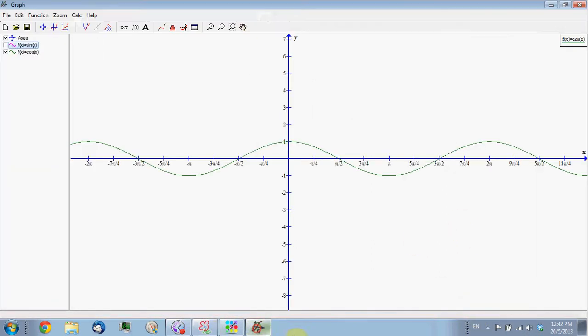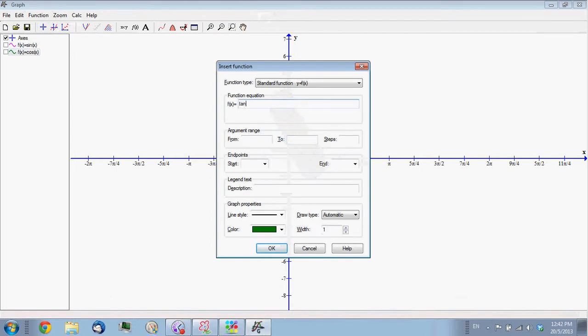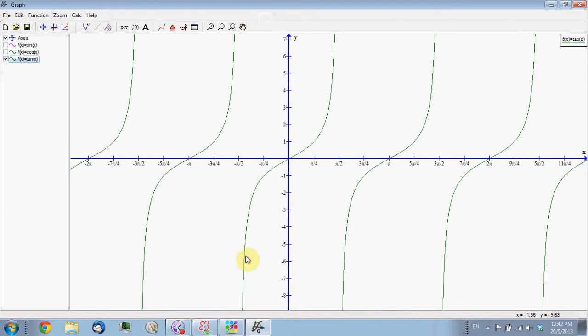So back to the graph. Next, we're going to take a look at the tangent graph. The tangent graph is actually very different from the sine and cosine graph. See this. Same thing, it repeats at 2 pi.